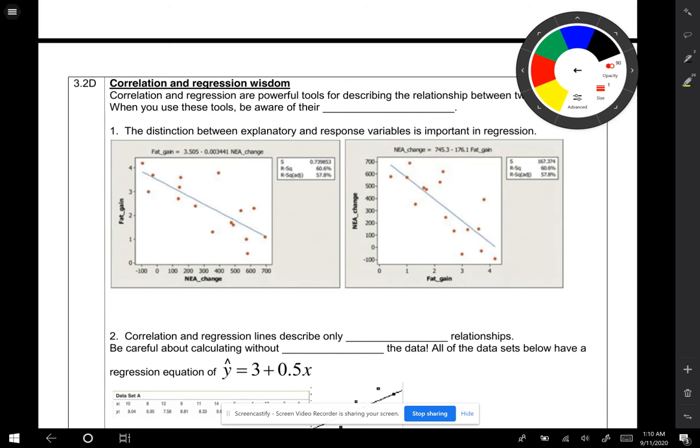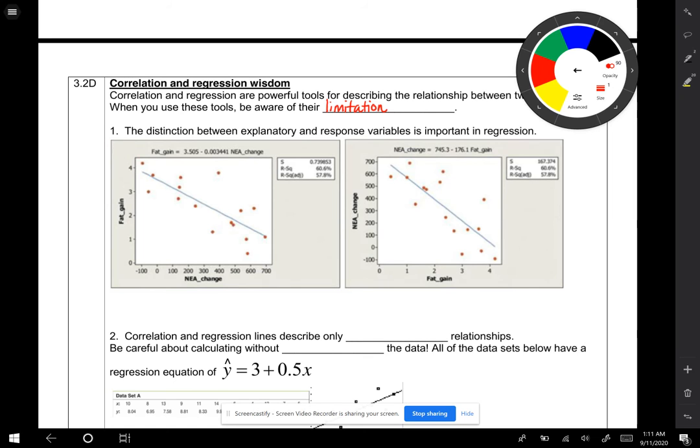So correlation and regression wisdom here. Correlation and regression are powerful tools for describing the relationship between two variables. When you use these tools, be aware of their limitations. If you look at the graphs below, it's the same variables, but the variables are plotted on different axes. So in the first graph, you have the NEA change, the non-exercise change on the horizontal axis, and fat gain on the vertical axis. And then on the other graph, it's reversed.